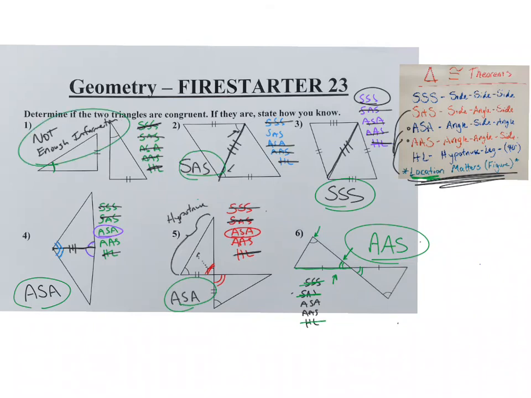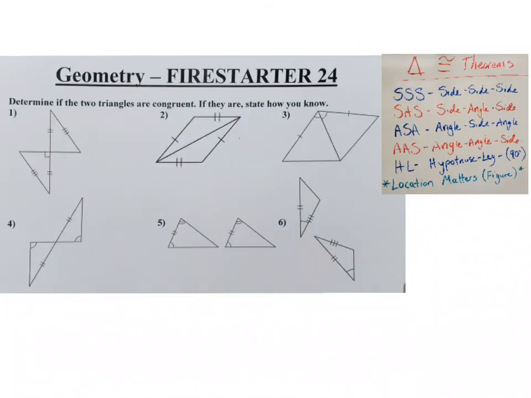And 24 is going to be the exact same concept. All right, 24, the exact same concept as 23. I look at there, I see the 90. That 90 tells me it's probably going to be hypotenuse, leg. Remember, that's the hypotenuse, that's the leg. It is hypotenuse, leg.